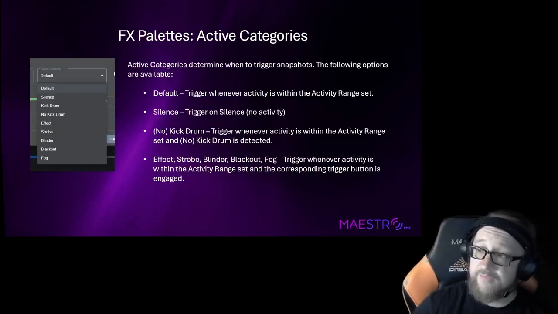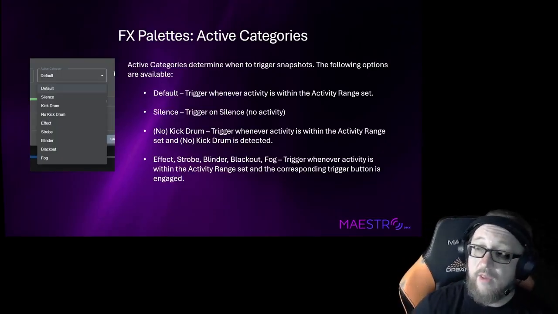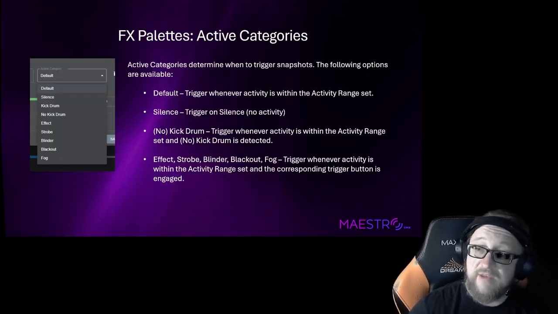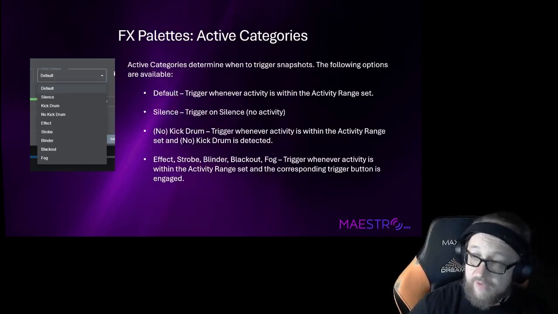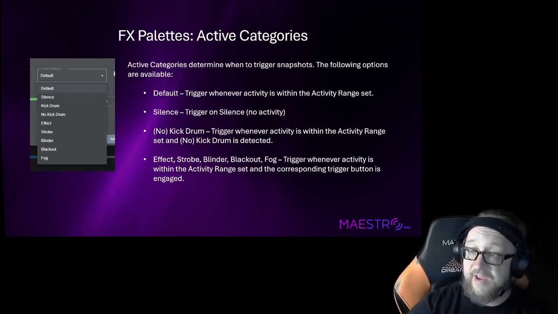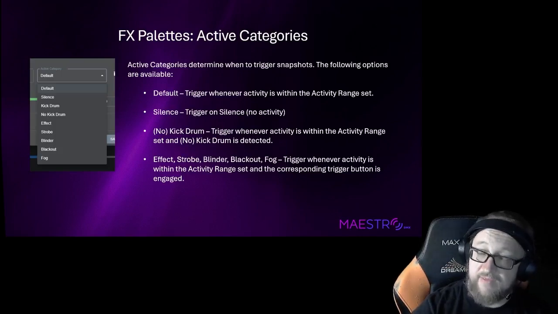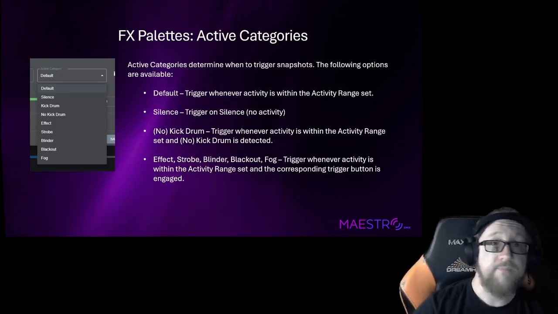There's also going to be options for kick drum and no kick drum. Those will trigger whenever your activity is within that activity range that you've specified, and a kick drum or no kick drum is being detected. So if the drum is flashing up on the top right of your screen and you have it set to kick drum, it should trigger when that drum is going as long as activity is within that activity range. And the vice versa will happen if the activity is within the range, but there is no kick drum, it will trigger that specific snapshot that you've selected.